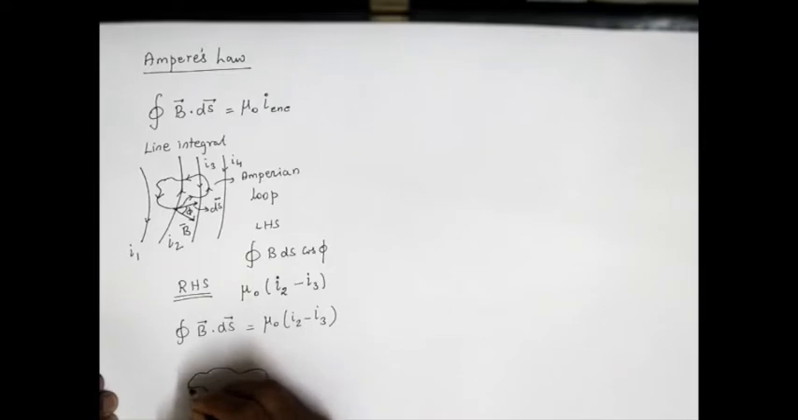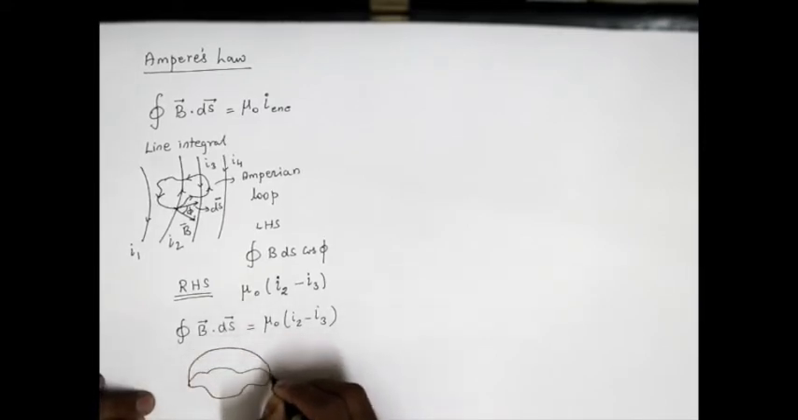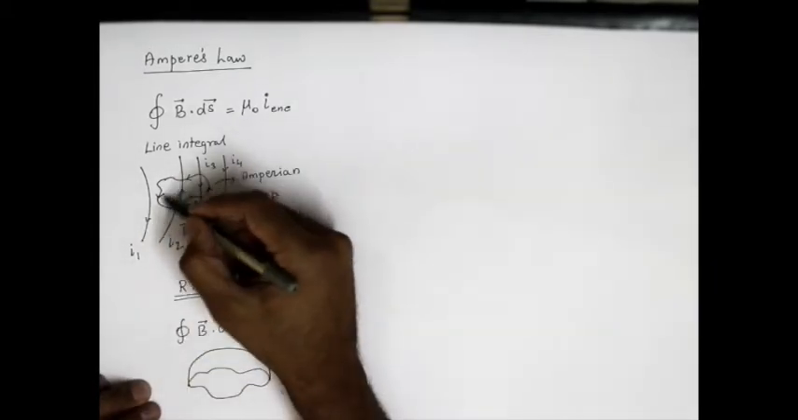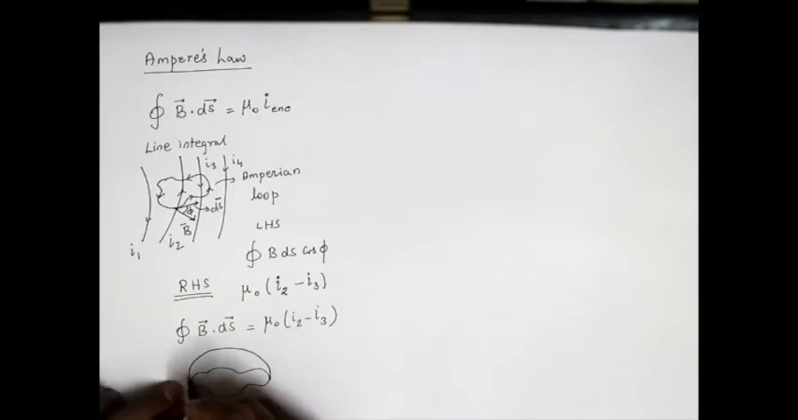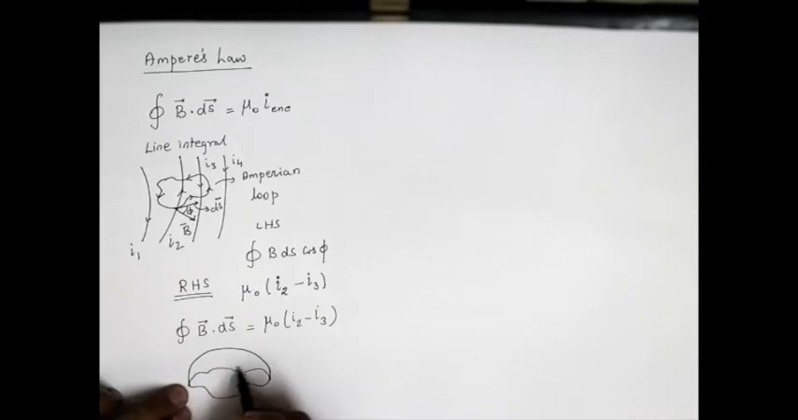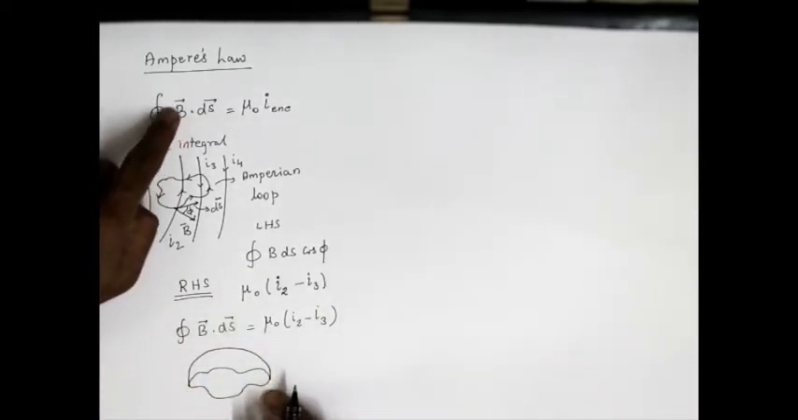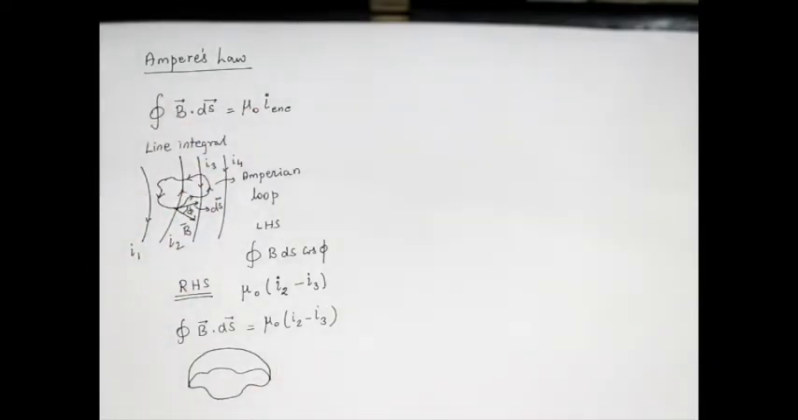Let us look at another example. An arbitrary curve, but now let us take the surface enclosed by this to be of this form. That is, always the surface need not be this. A surface can be of arbitrary shape. What Ampere's law tells us is, irrespective of what the shape of the surface is, as long as the boundary of this surface is the same, the value of the integral must be the same.